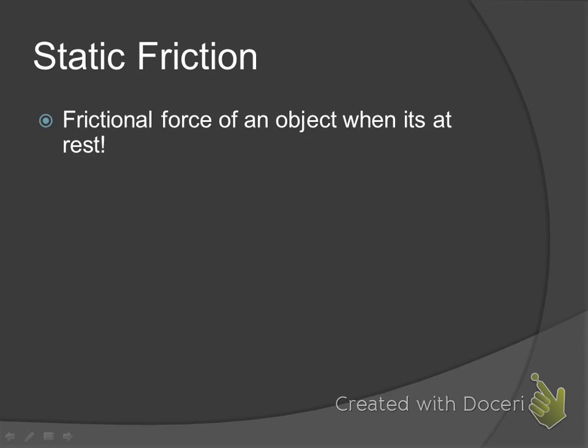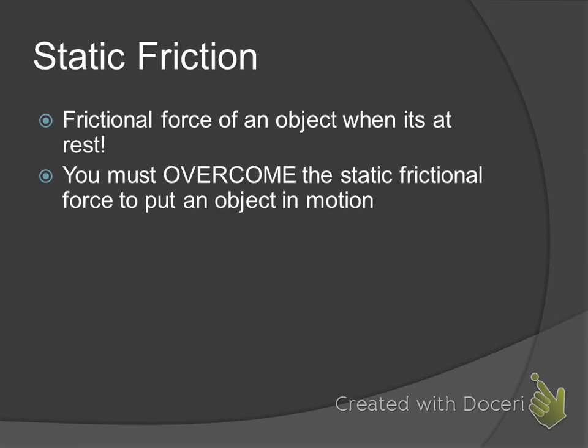Okay? So now let's talk about static friction. This is friction of an object when it's at rest. So to first get an object in motion, it has to overcome static friction. We've got to overcome our static frictional force to put an object in motion. So when an object's at rest, it has static friction acting on it. When it's in motion, it has kinetic friction acting on it. As soon as it starts its path, then it has kinetic friction. When it's at rest, we've got static friction.